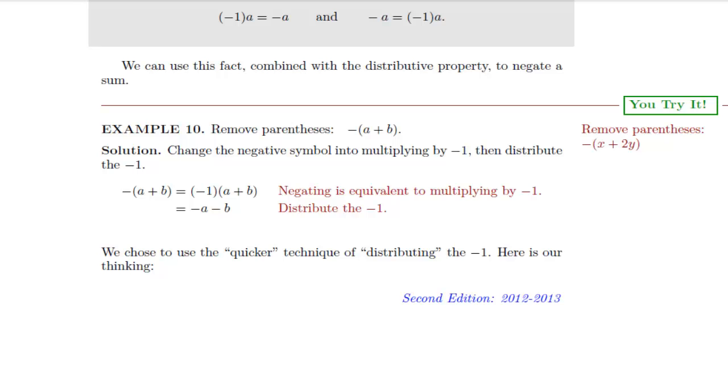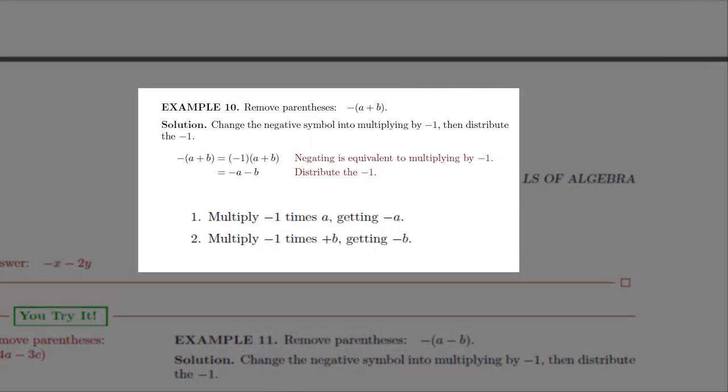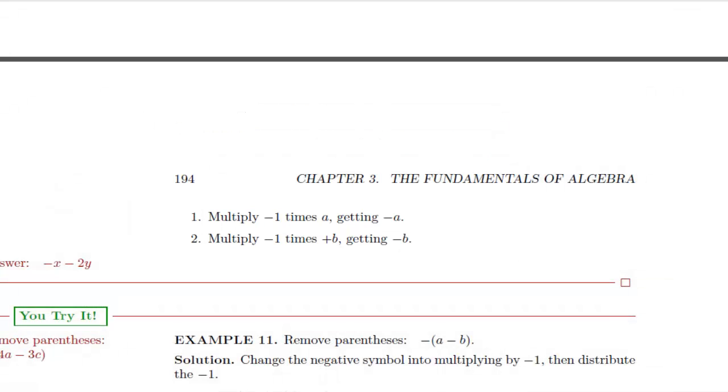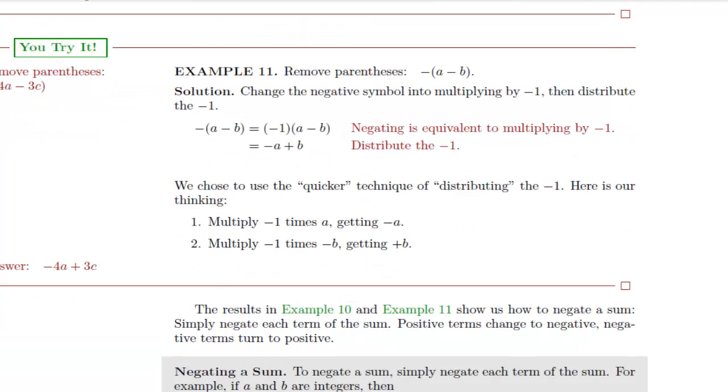We chose to use the quicker technique of distributing the negative 1. Here's our thinking. Multiply negative 1 times a, getting negative a. Then multiply negative 1 times positive b, getting negative b. Example 11. Remove parentheses. Negative times the difference of a and b. Solution. Change the negative symbol into multiplying by negative 1, then distribute the negative 1. So negating is equivalent to multiplying by negative 1. Negative times the difference of a and b equals negative 1 times the difference of a and b. Distribute the negative 1 to get negative a plus b.